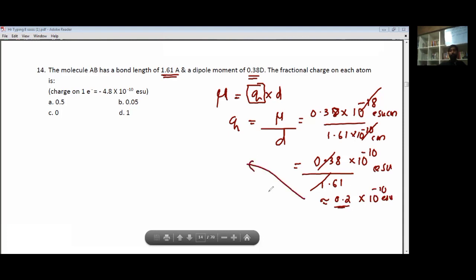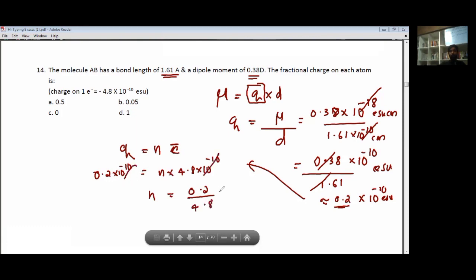Okay. If this is the total charge, we know that charge is equal to N into the charge of electron, right? The total charge will be the number of charges possessed by the atom into the charge of electron, that you know, integral multiple. So here the total charge is 0.2 into 10 raised to minus 10, and N into the charge of electron, that is 4.8 into 10 raised to minus 10. So N is equal to 0.2 divided by 4.8.